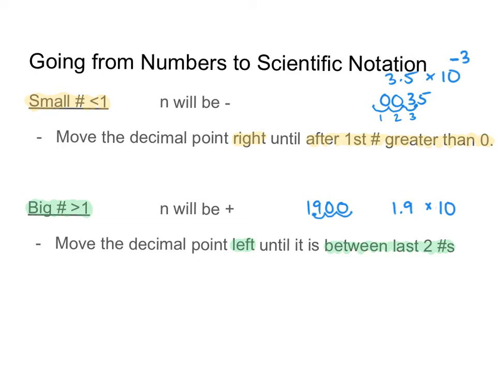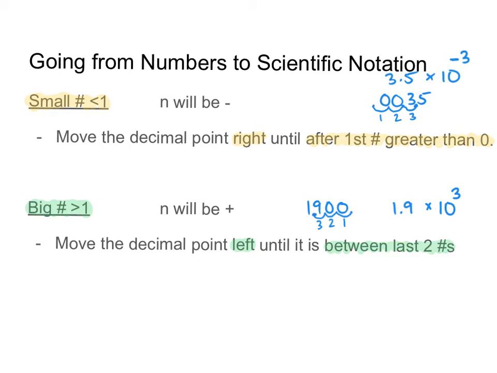All right, the next step is we got to put that times 10 stuff that we always have, and now we got to figure out our n, our exponent for the 10. Well, the rules say here that n is going to be positive for big numbers or numbers greater than 1. So, okay, it's positive. But n is still the number of times we moved the decimal. Well, we moved it 1, 2, 3 times. So I'm going to put a 3 up here.